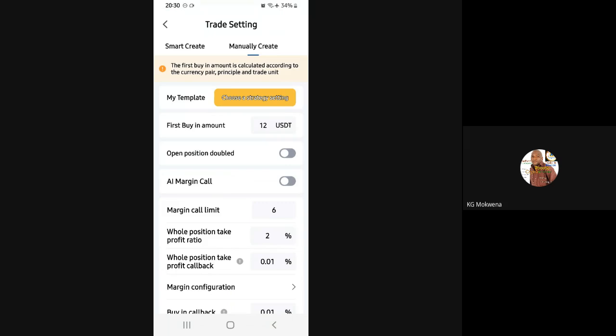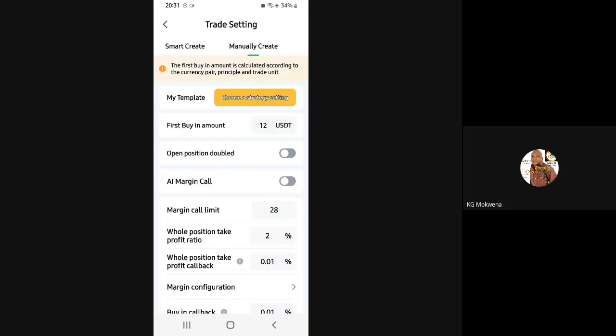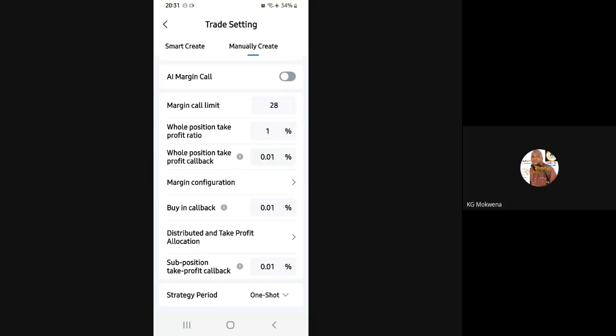Also click on where you see margin call limit 6, you put 28 there. I've seen this works perfectly well. Yes. And then where you see take profit of 2%, put 1%. Where there's 2%, put 1%. Whole position take profit ratio is going to be 1%. So this is the best way to trade at the moment due to market conditions.